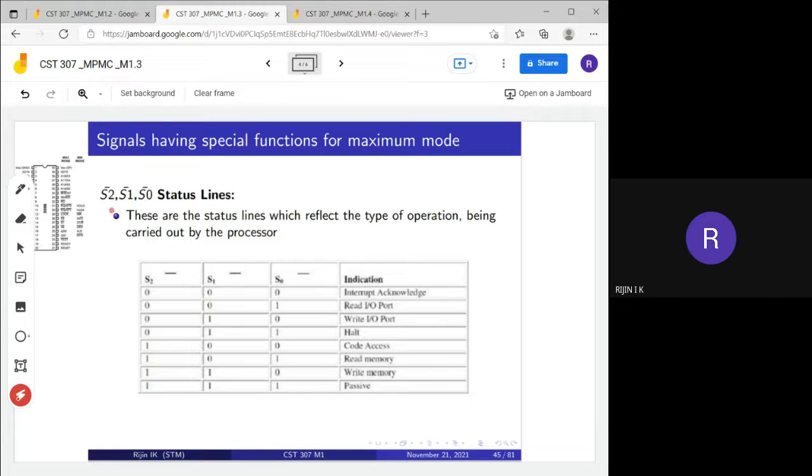Okay, S2, S1, and S0. You need to remember this point, that these pins or lines are used to reflect the type of operation being carried out by the processor. What type of operation it is performing in the microprocessor. So it shows the type of operations performing in the microprocessor. That is S2, S1, and S0.